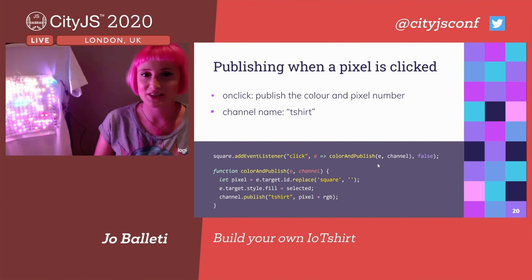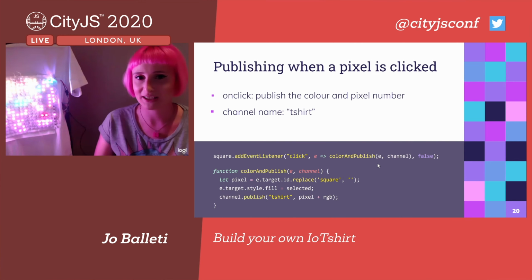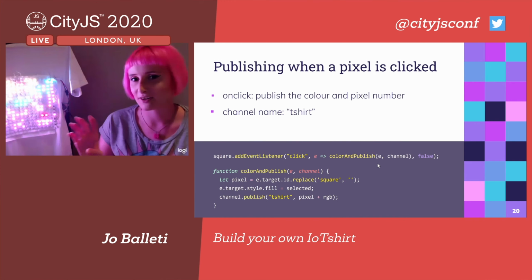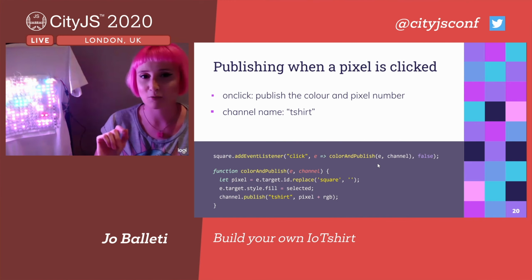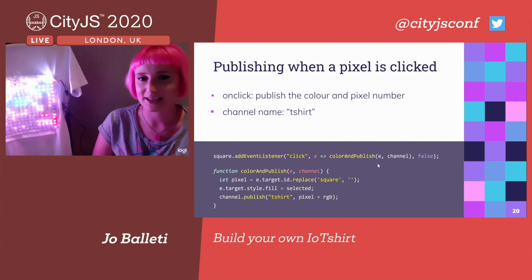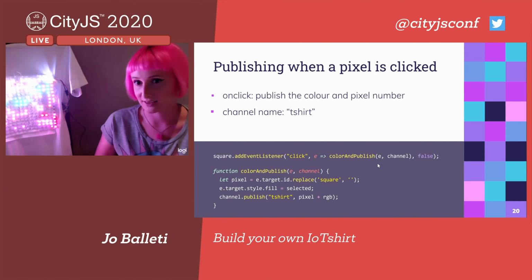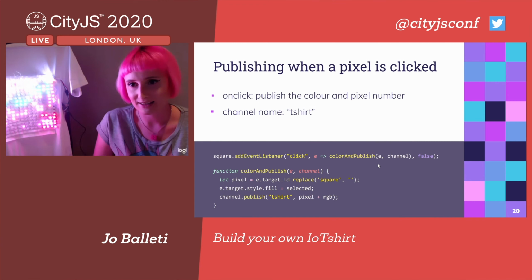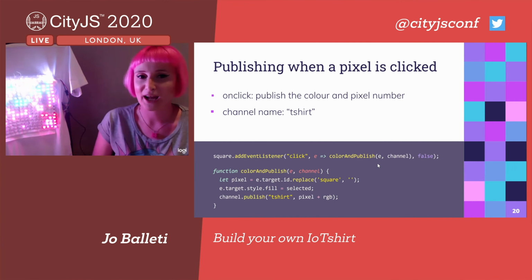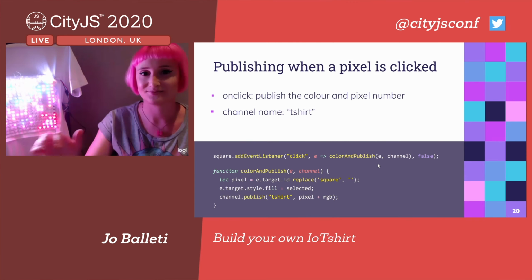So now that we've established a connection to a channel, we need to publish a message to that channel when somebody clicks on a square. So what I did is I added a listener for a click on any of the pixel squares, and when clicked, it will get the number of the square, and it will change the fill of that square to be the color that was selected. If you're not familiar with SVG, fill is exactly the same as background color. It'll then publish both the square number and the color value which was selected to our T-shirt channel.